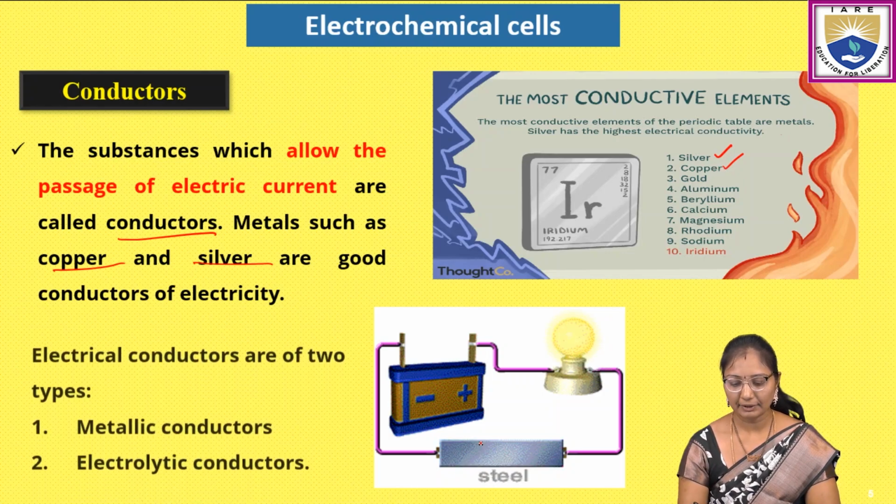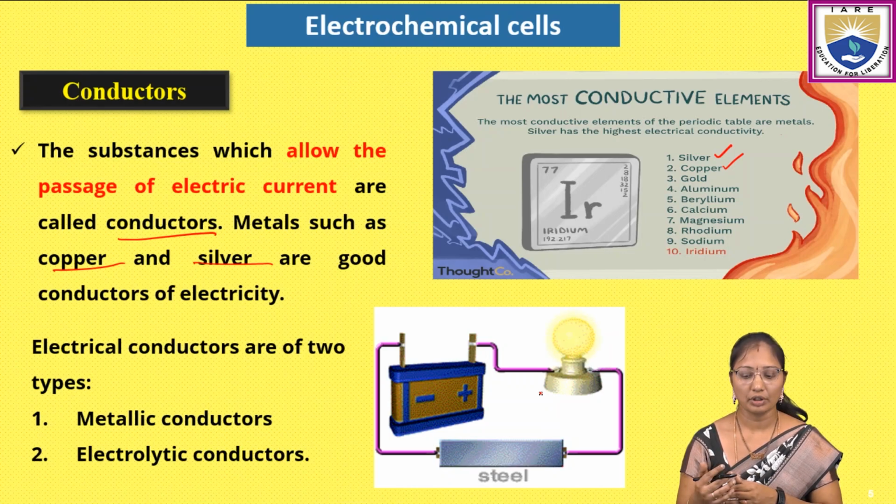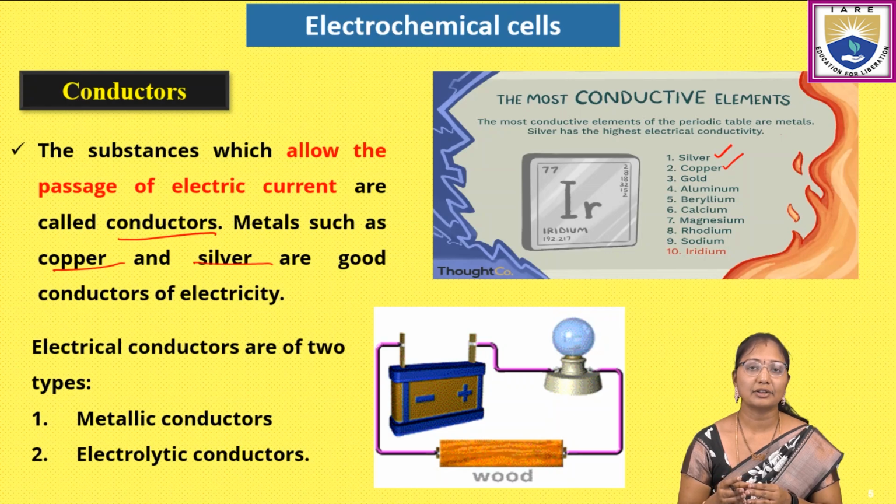Here, if we see steel, the light is glowing. With wood, there is no light because it won't conduct electricity. If it is glass, no conduction. If it is copper, the conductivity is more. Based on the passage of electric current through them, they act as good conductors. Those substances which conduct electricity are called conductors.